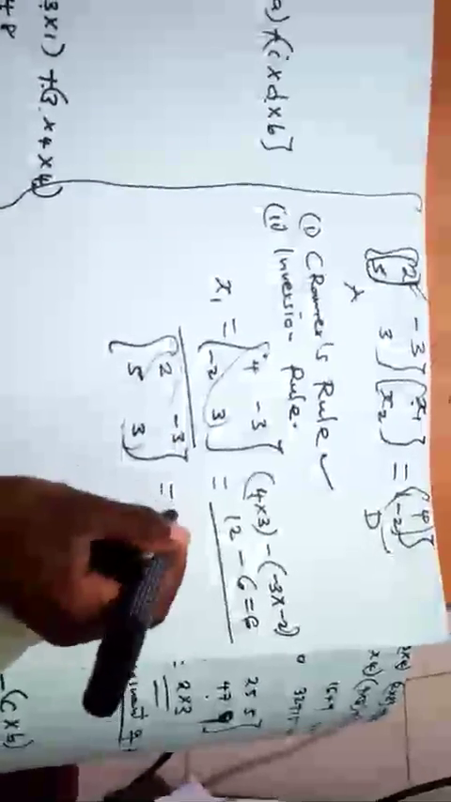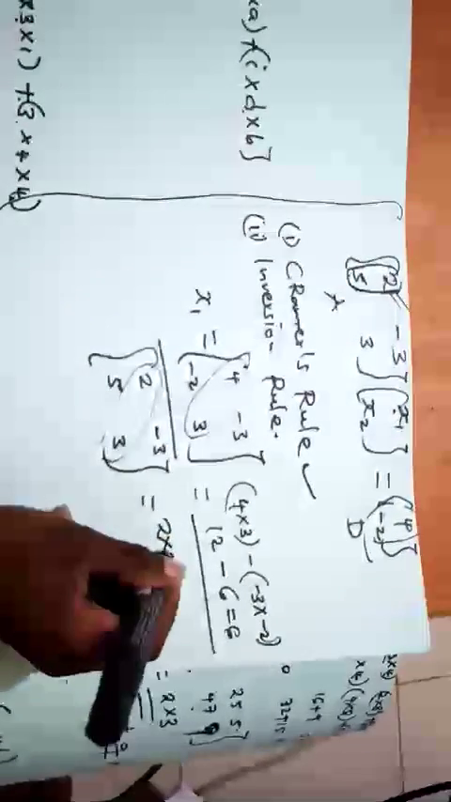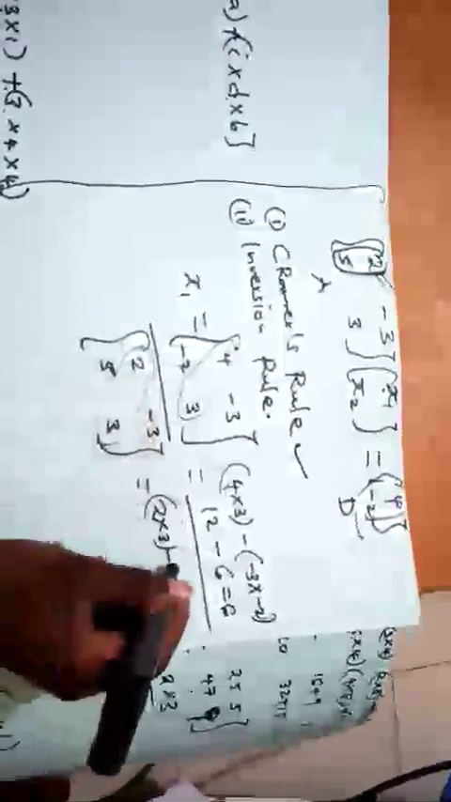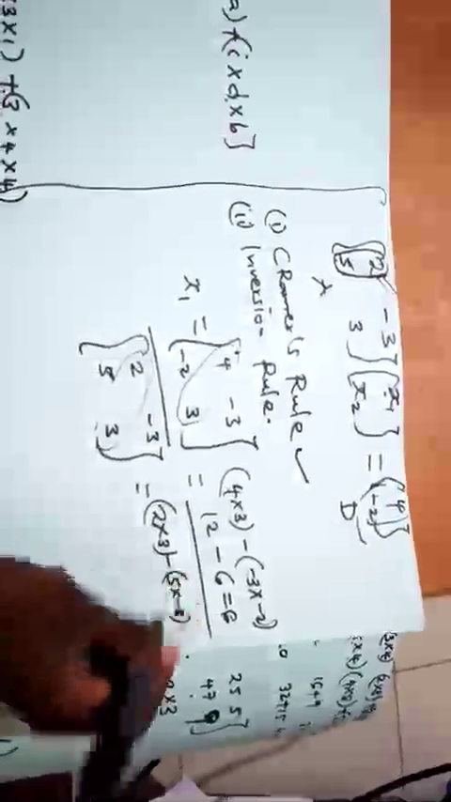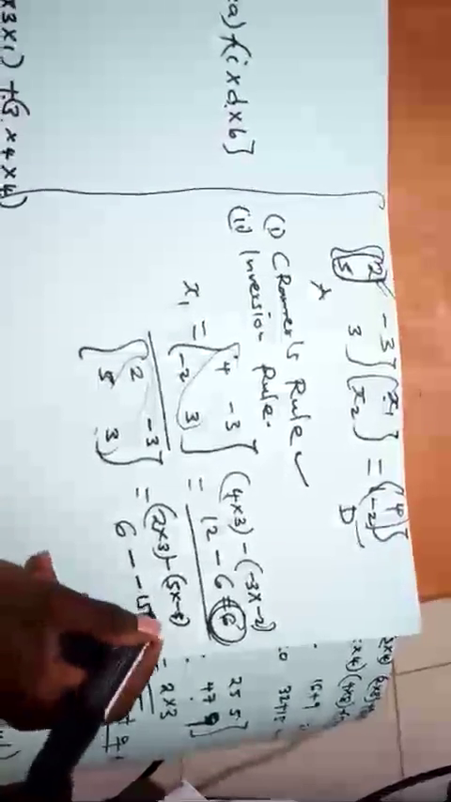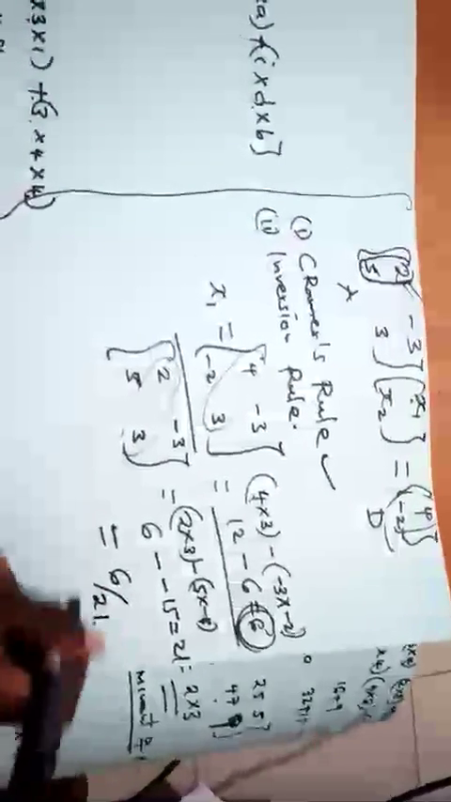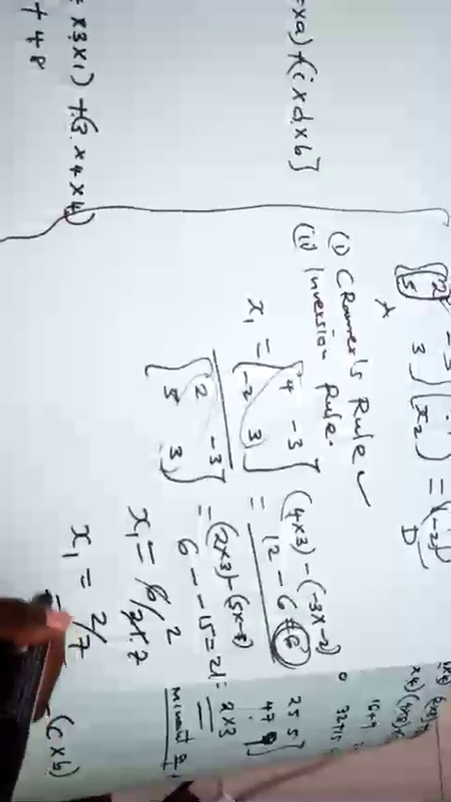It's going to be giving us 2 times 3, and then we are subtracting what? We are subtracting 5 times -3. Here we have a 6, remember, and then here we have 6 minus 5 times -3, that is -15, which is going to be 21. So we are going to have an answer 6/21 as x1. You can simplify it further, we divide by 3, it gives us a 2, it gives us 7. So x1 is 2/7.